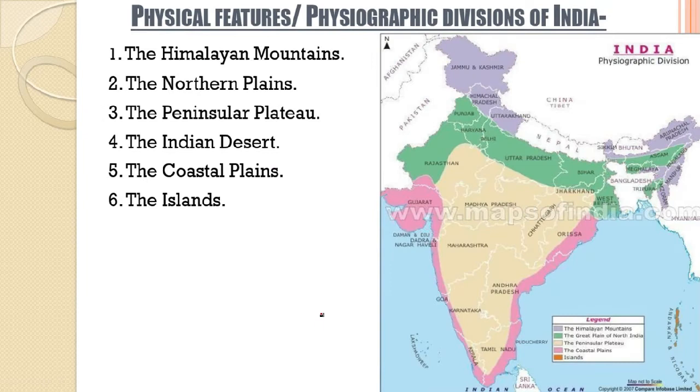Next, we see what the physical features of India are. Here we are learning about the physical features of India. What are the physical features or the physiographic divisions of India? So number 1, we see the Himalayan mountains. Number 2, the northern plains. Number 3, the peninsular plateau. Number 4, the Indian desert. Number 5, the coastal plains. And number 6, the islands.